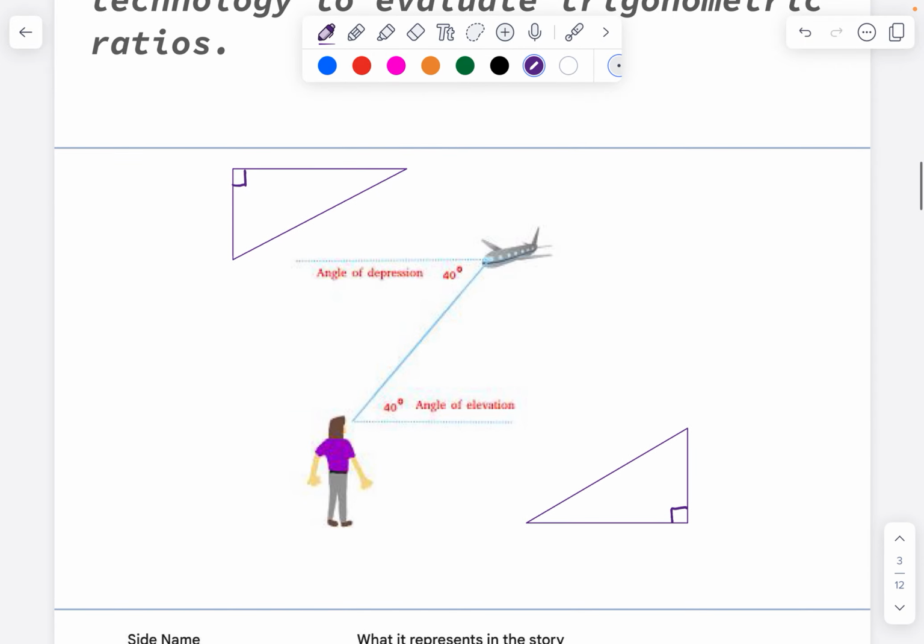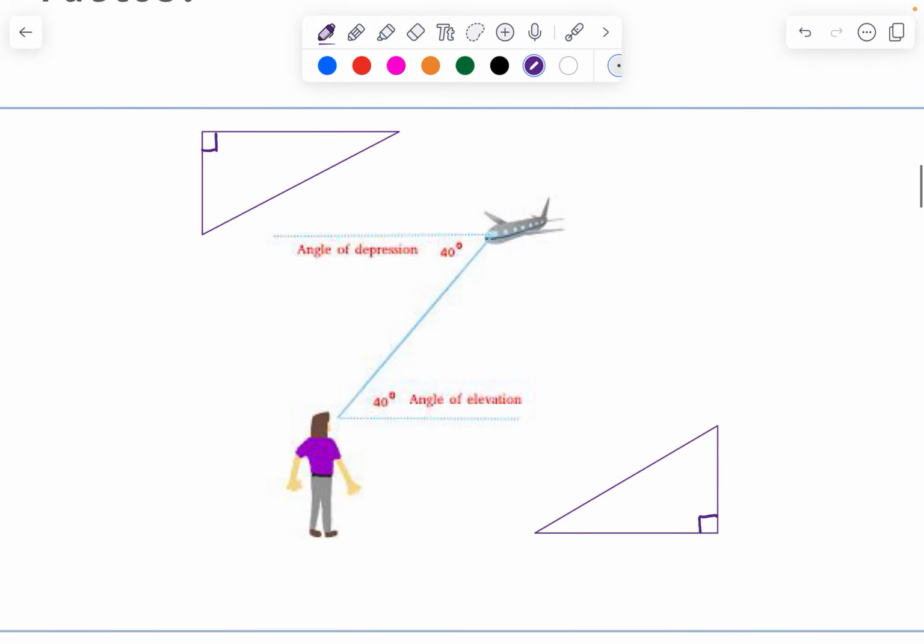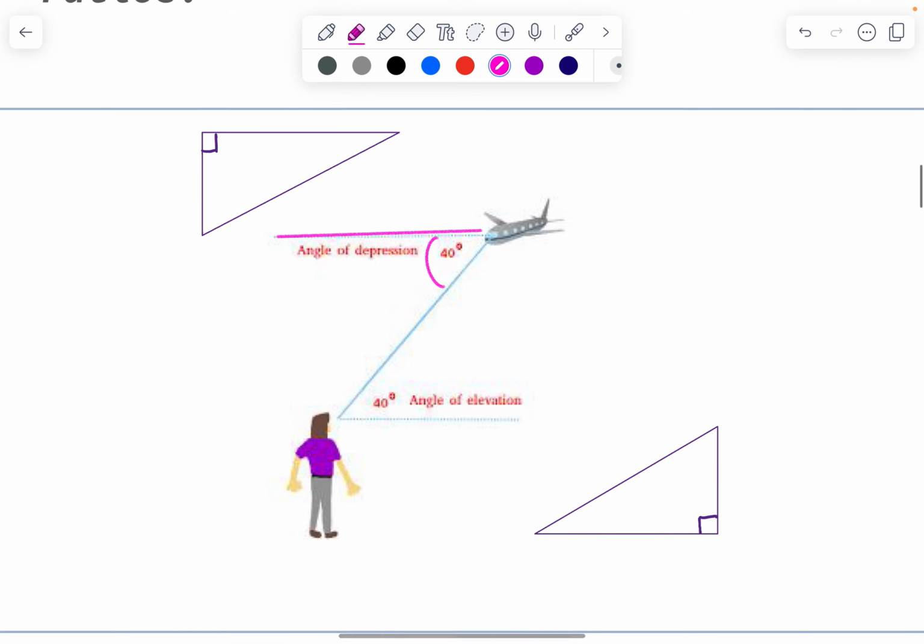So all of these problems are going to either have the words angle of depression or angle of elevation. Angle of depression is when you have a horizontal line and you're looking down. So here's my angle of depression. Angle of elevation is from a horizontal line and looking up. So here's our angle of elevation.